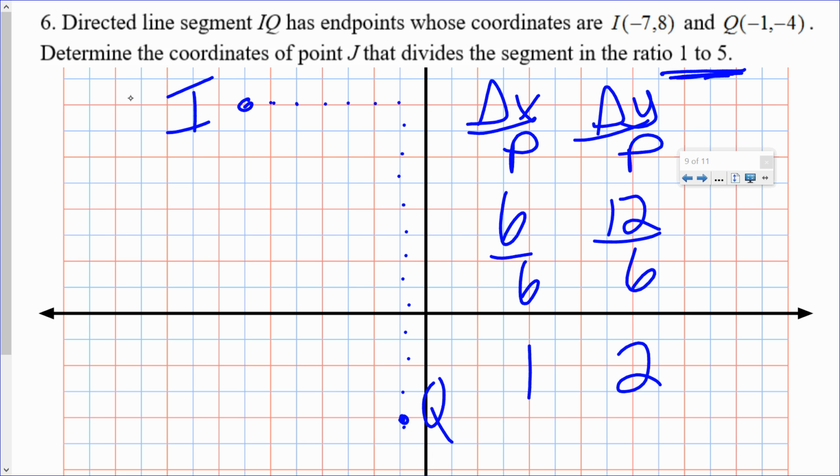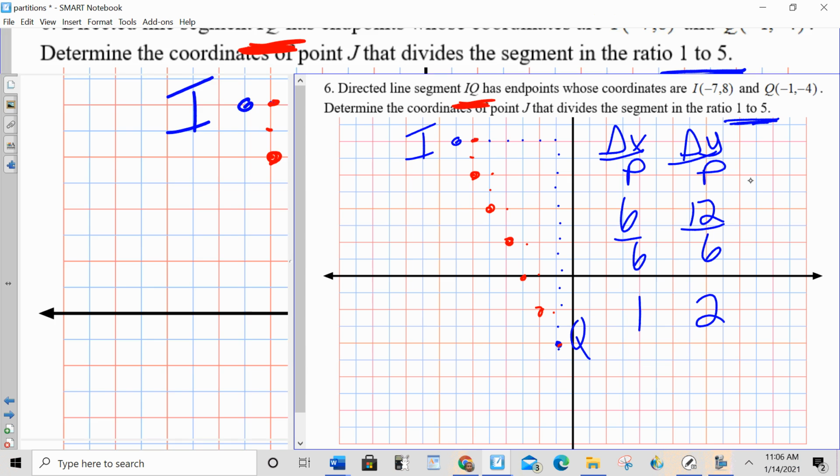1 and 2, so I'm going to go 1 in the x direction, 2 in the y, make a point. 1 in the x, 2 in the y, again and again. Which point am I starting with? Since it's IQ, I'm starting with I. That little red dot's kind of bothering me.